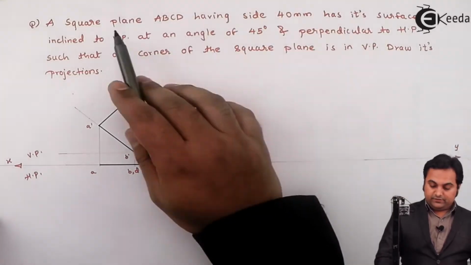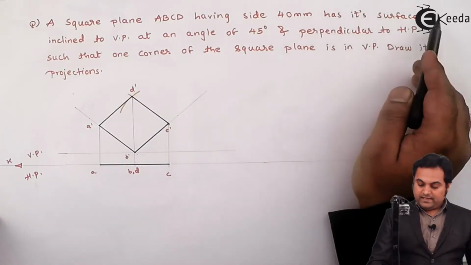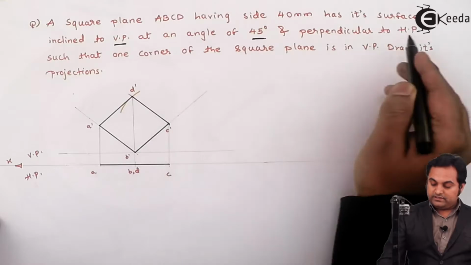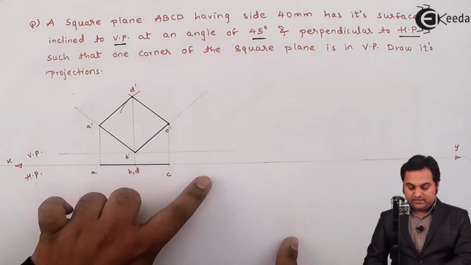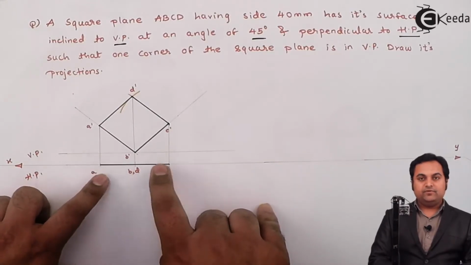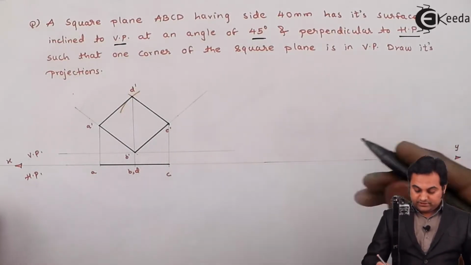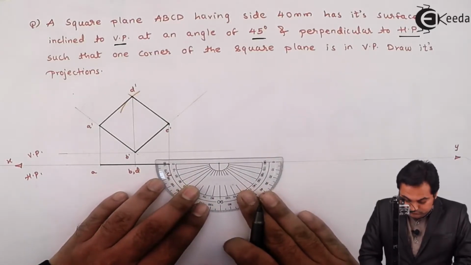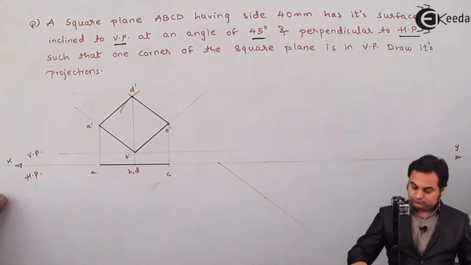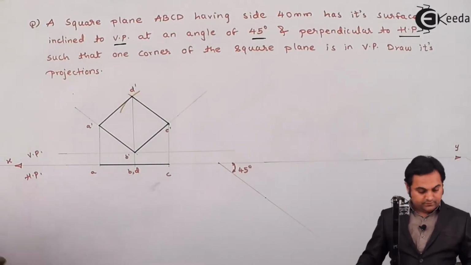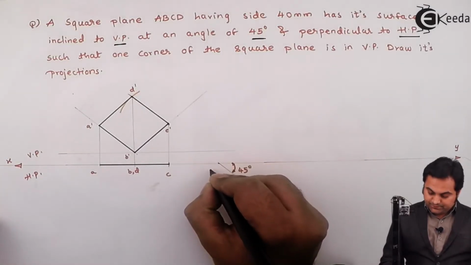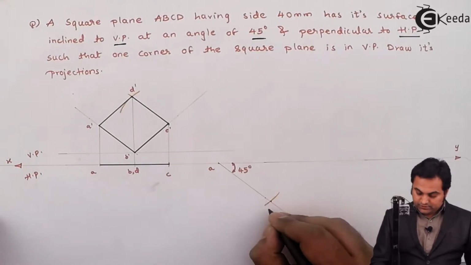The next condition is that the square plane ABCD having side 40 mm has its surface inclined to VP at an angle of 45 degrees. Now inclination with VP is seen in HP. So I'll make this line inclined at 45 degrees in HP. That inclination will be for the plane. For that, here I'm selecting a point, marking 45 degrees over it. Next, I'll measure the length of the plane, that is from A to C, giving the notations here. This will be point A, here is point C.